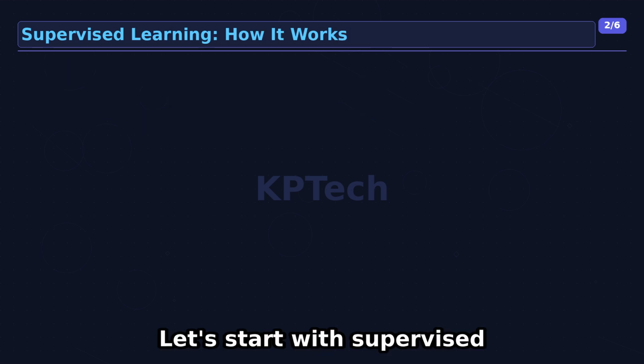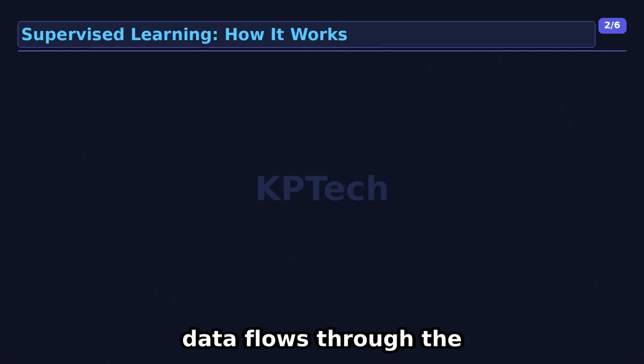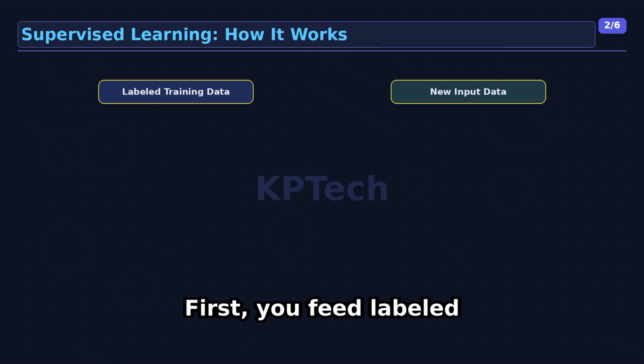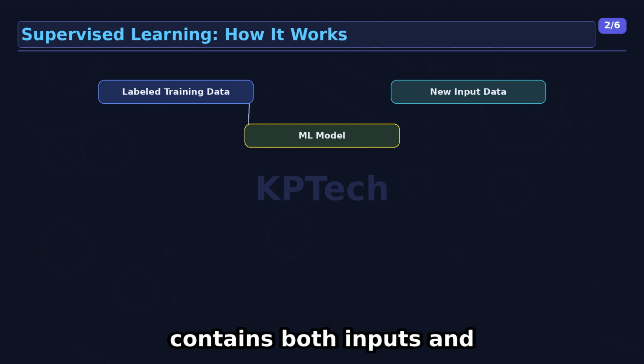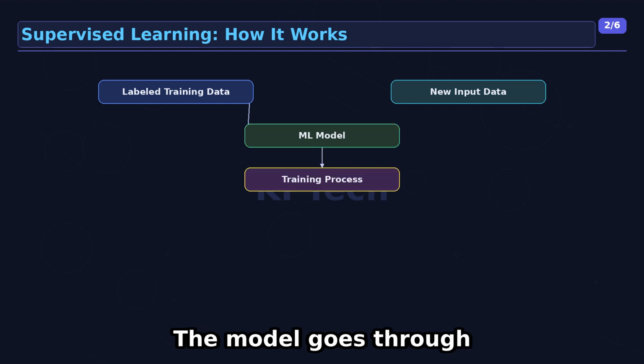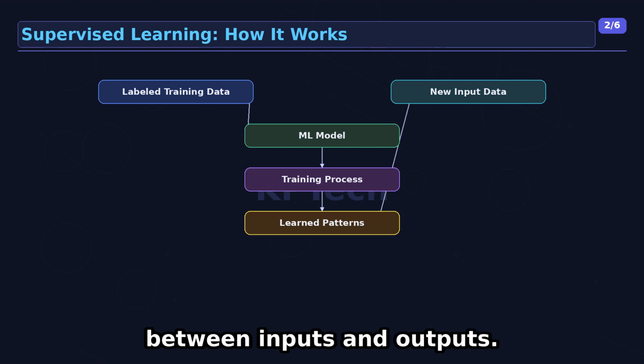Let's start with supervised learning and see how data flows through the system. First, you feed labeled training data into your machine learning model. This data contains both inputs and their correct outputs. The model goes through a training process where it learns the relationship between inputs and outputs.